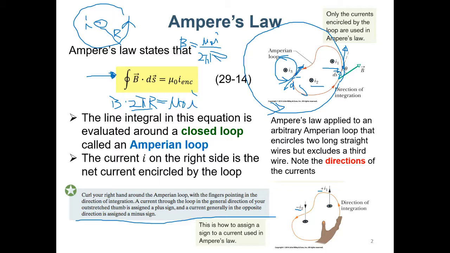So for electric flux, when you calculate the electric flux, the physical meaning is something like how the field is flowing out or flowing in. If it is positive, it is flowing out. If it is negative, it is flowing in. Here, if this line integral is positive, it means the field is rotating counterclockwise. If this line integral is negative, the magnetic field is rotating clockwise.